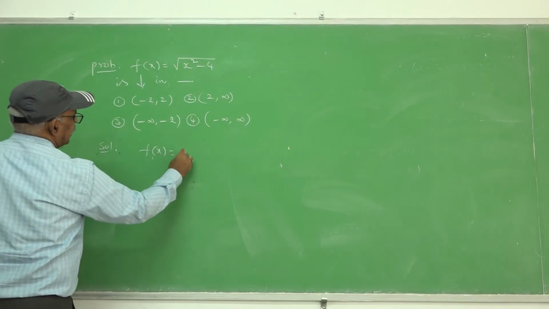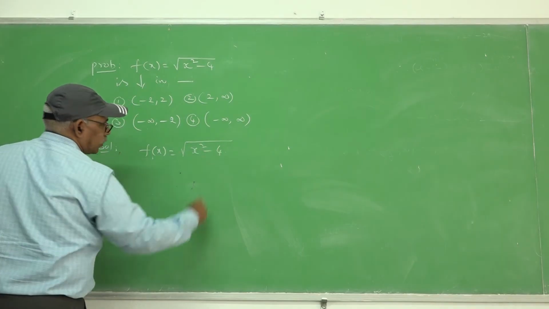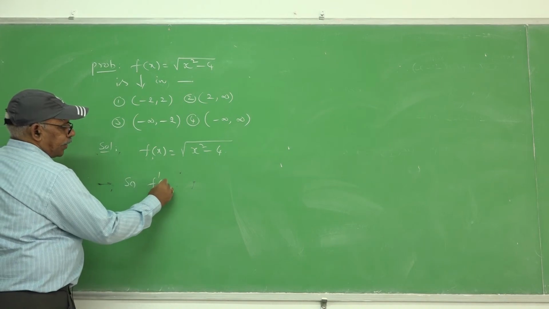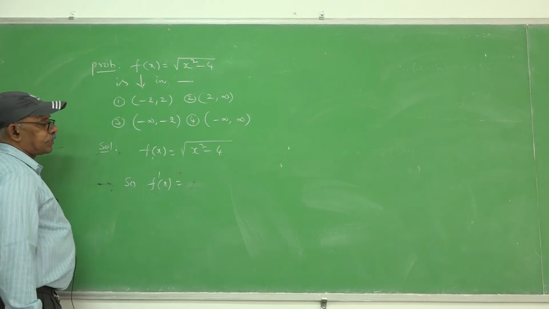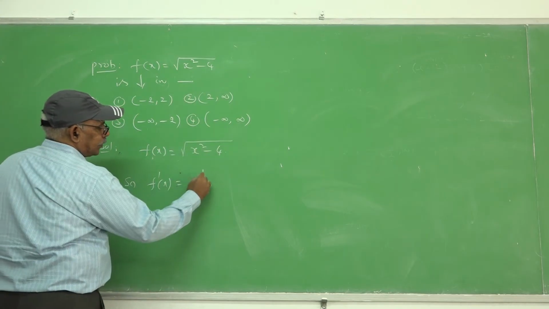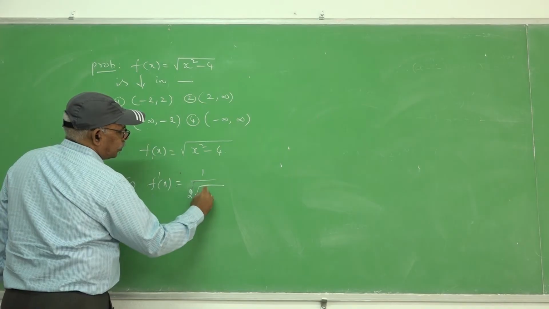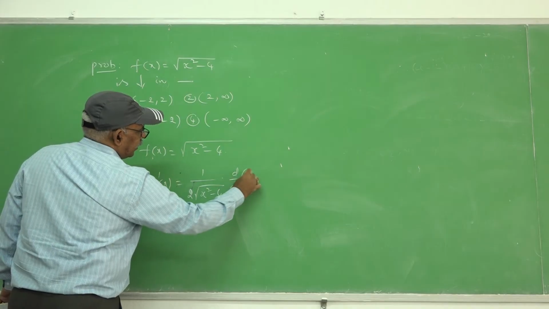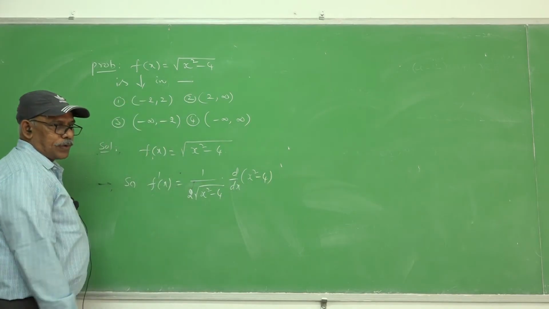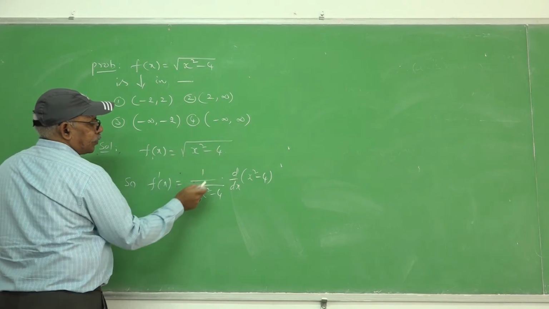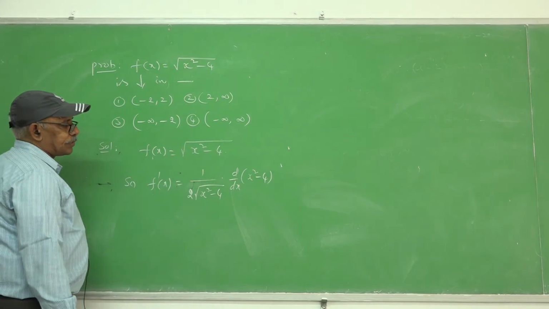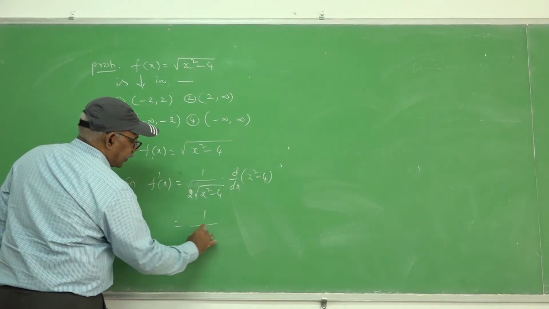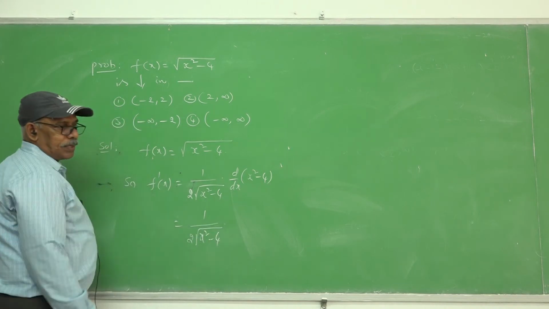Given f of x is square root of x square minus 4. So, the first derivative f dash x is, by the function of function rule, at first find the derivative of the square root function, which is 1 by 2 into root over x square minus 4, and then the derivative of x square minus 4 follows. That is 1 by 2 into square root of x square minus 4 into 2x.